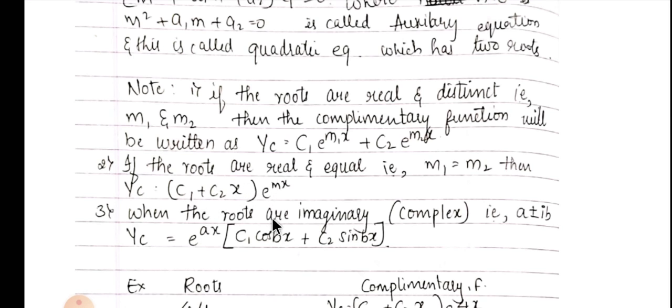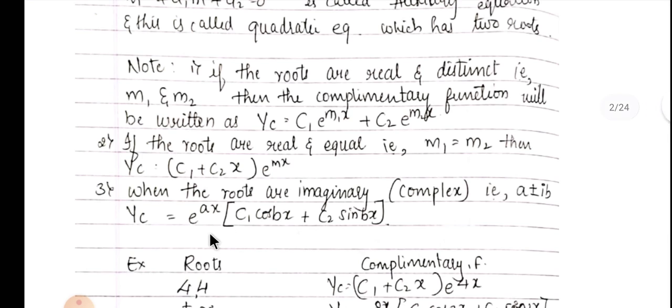When the roots are imaginary, that is a plus or minus ib, then we are going to write the complementary function yc as e to the power ax of (c1 cos bx plus c2 sin bx). When the roots are in the form of a plus or minus ib, a will be the exponential, then b will be written inside the bracket.